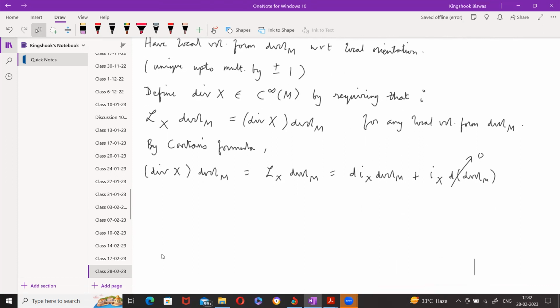So what we get is that div X times dvol M is equal to d of i_X dvol M. This will give us an easy way to compute the divergence.